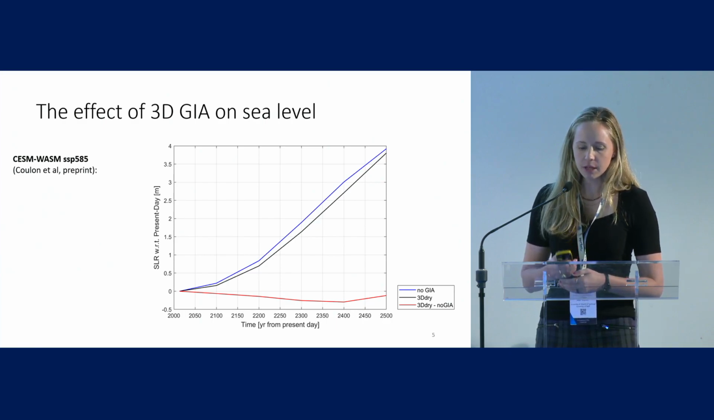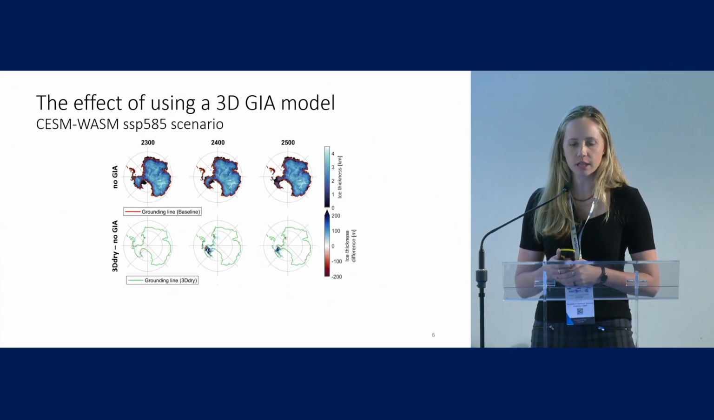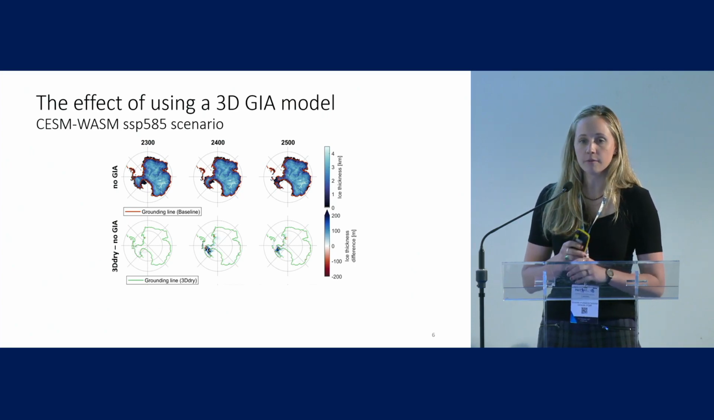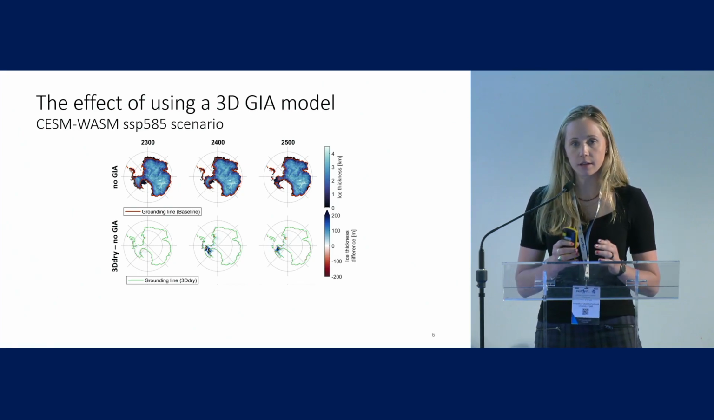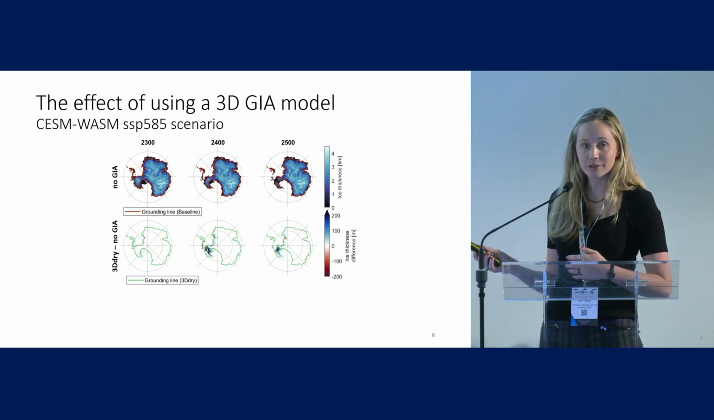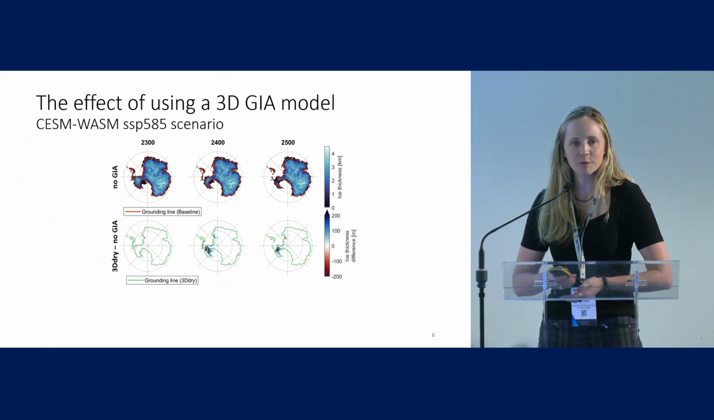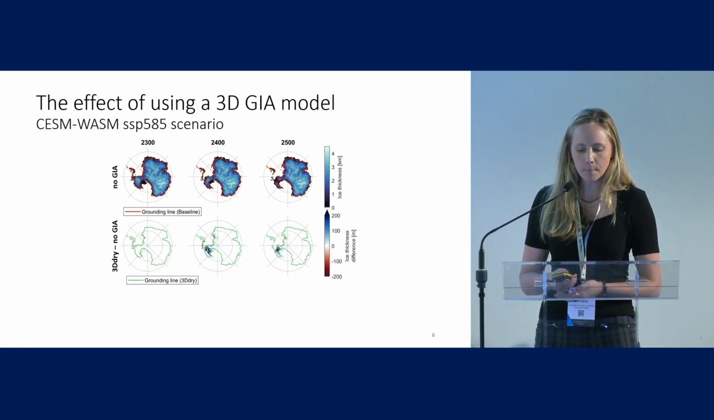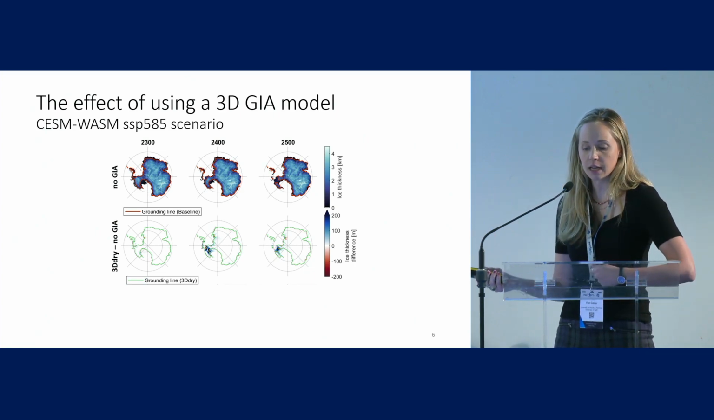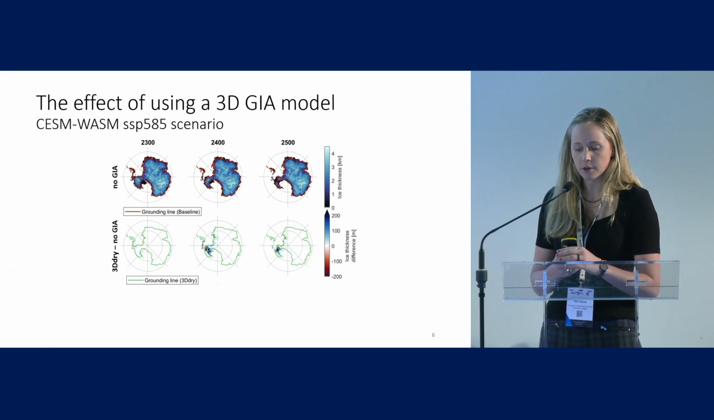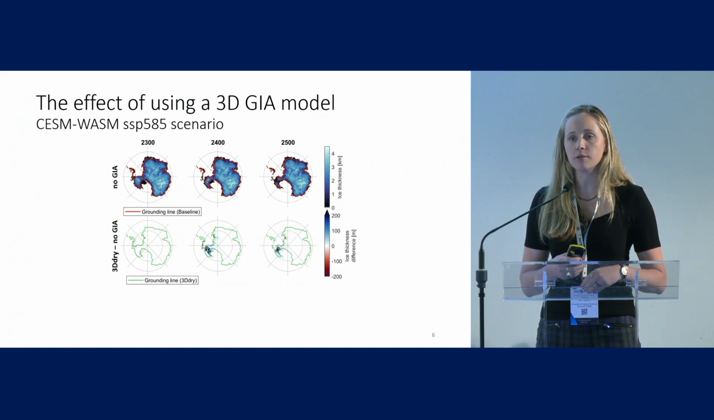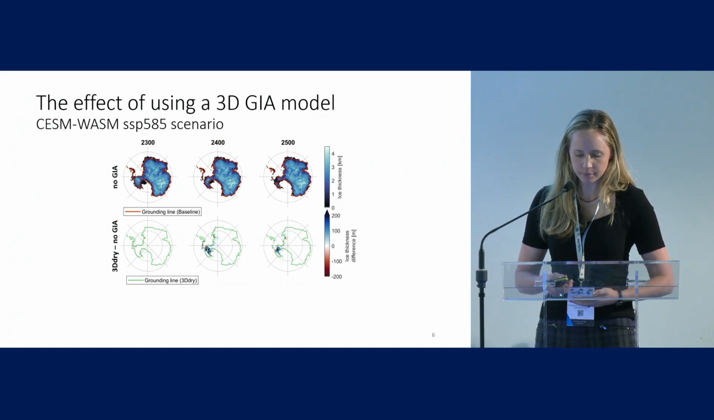So when we look at ice thickness, the differences are actually a lot larger. When you include no GIA, we look at the top row and we see ice thickness at 3 different steps in time, from 2,300 to 2,500. And we see an Antarctic collapse because the scenario is very warm. But then when you look at the difference between using 3D GIA or no GIA, we look at the second row, and the ice is actually up to 550 meters thicker when you include GIA.